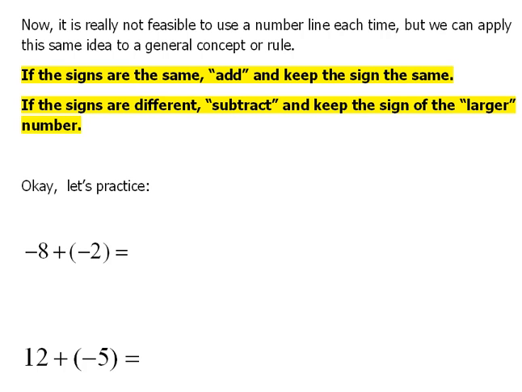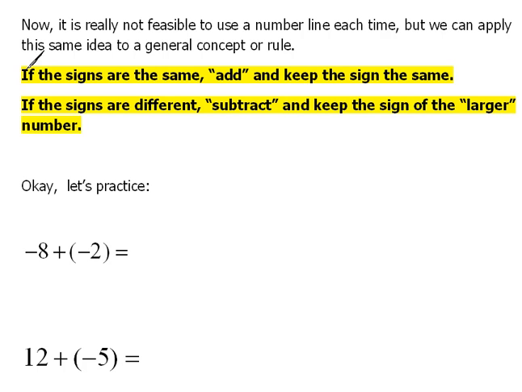Okay, now once we get the idea of what it means to combine positive and negative numbers, we need to introduce a general concept or a rule because you just can't draw out number lines every time you need to combine positive and negative numbers. So here are our rules.